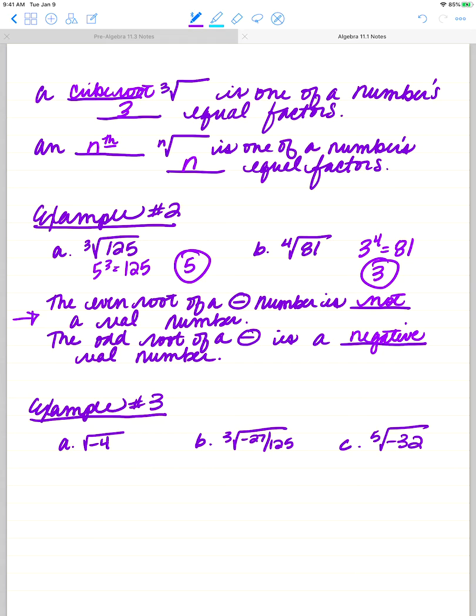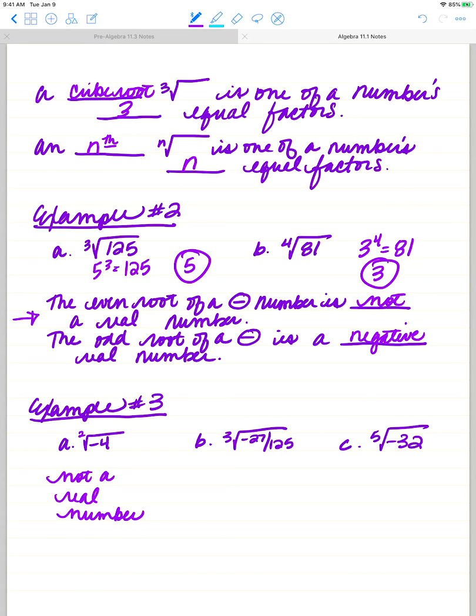Based on this rule right here, this is not a real number, because this would be an even root. Square root, that would be 2, right? And that's an even number. Even root of a negative number is not a real number, okay?